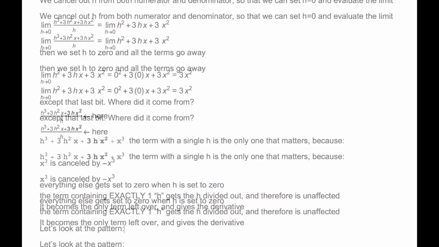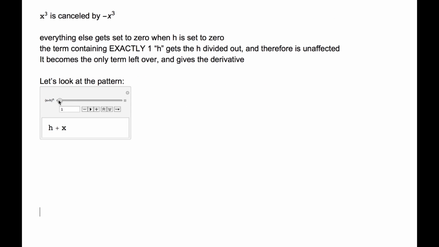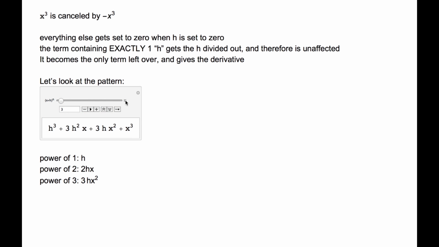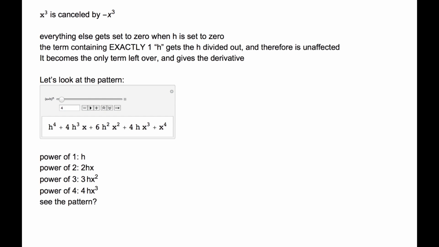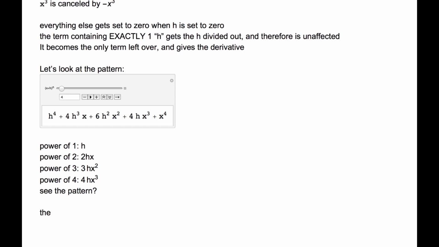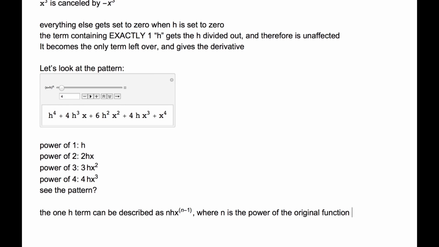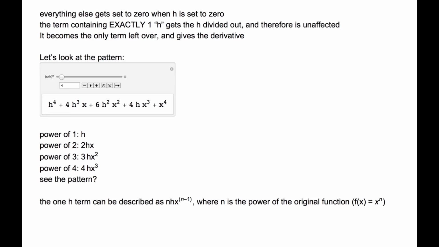So let's look at the pattern of the terms that only contain one h. For the power of 1, it's just going to be h. For the power of 2, it's 2hx. For the power of 3, it's 3hx squared. For the power of 4, it is 4hx to the 3. So it's just the second last term for all of those. And if you see the pattern here, the one h term can be described as n times h times x to the n minus 1, where n is the power of the original function. So for example, in the power of 4, it's just 4hx and then 4 minus 1, which is 3. So we have a general rule here.